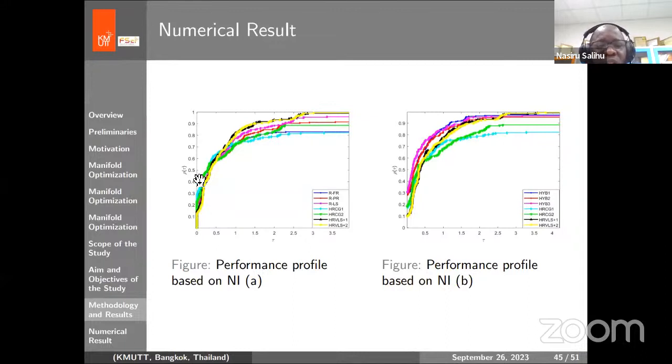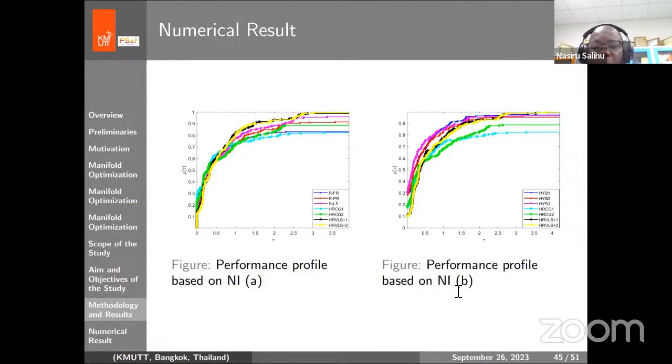That's just the interpretation. So based on that, we can see that we have two parts for the presentation of the graphs. In the first part, we can see that our two methods are able to beat the other methods that we are comparing with, that is the HRVLS 1 and 2. While in the other part of the graph, we can easily see that our RCG 1 and 2 are also the best because they stay longer on this part than the other methods. So if you combine the two, we can see that our proposed methods are better than the other methods that we present, based on this figure one, that is the number of iterations A.